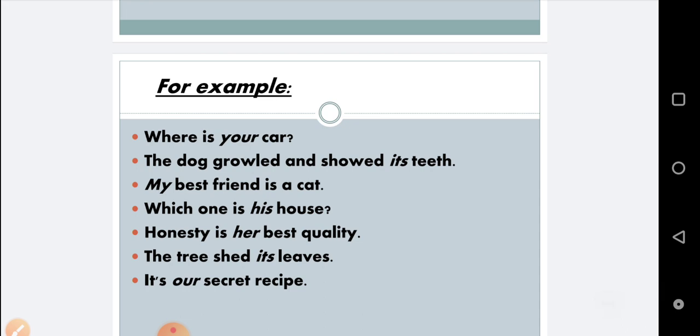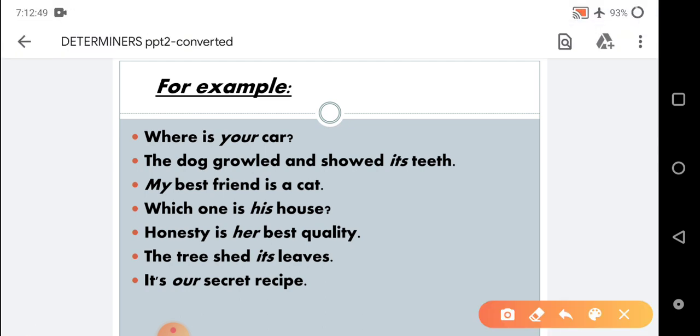For example, where is your car? The dog growled and showed its teeth. My best friend is a cat. Which one is his house? Honesty is her best quality. The tree shed its leaves. It's our secret recipe. Look at this. Last two sentences. The tree shed its leaves and it's our secret recipe. Well, we will also discuss this small secret.